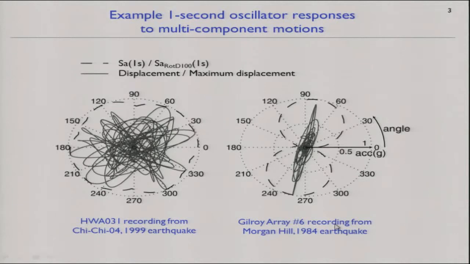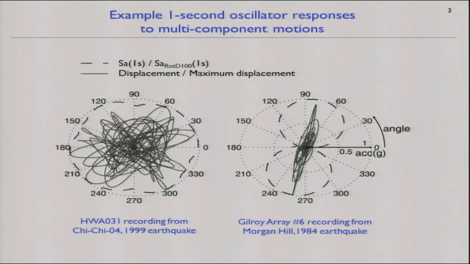These are plots of 1 second oscillator responses for two different ground motions. These are relative displacements, as if you looked down from above on an elastic oscillator that's free to rotate in any direction. The maximum amplitude of an oscillator in a given direction, when modified by an omega squared factor, would be a pseudospectral acceleration. These plots are normalized to take maximum values of 1.